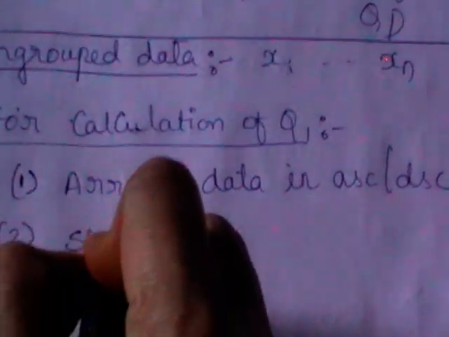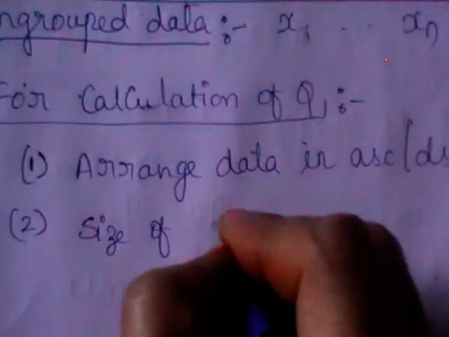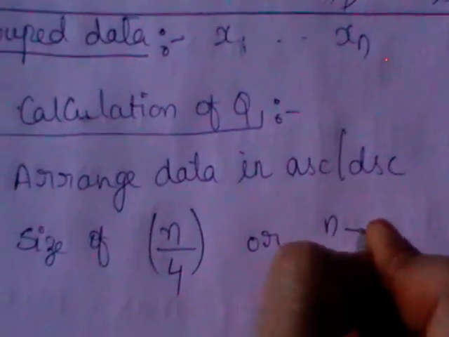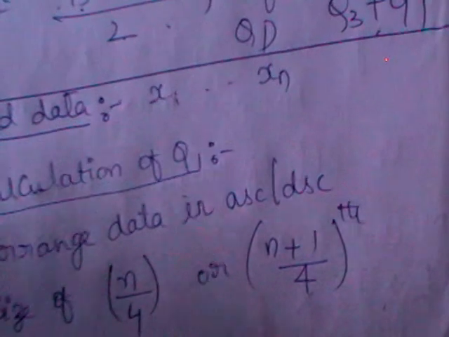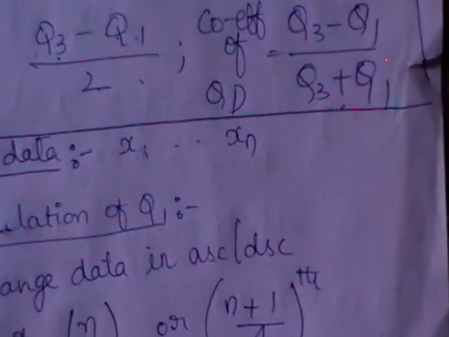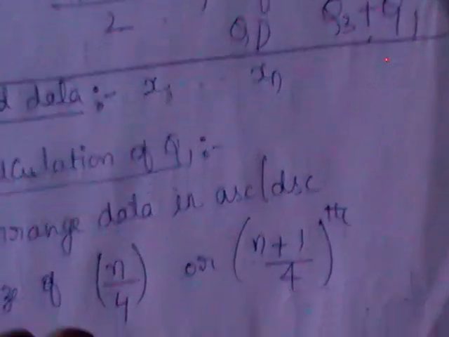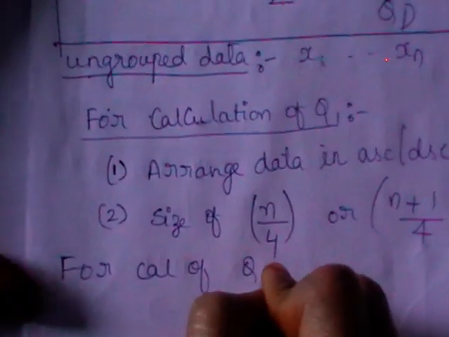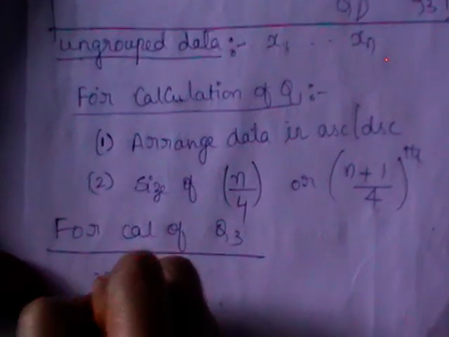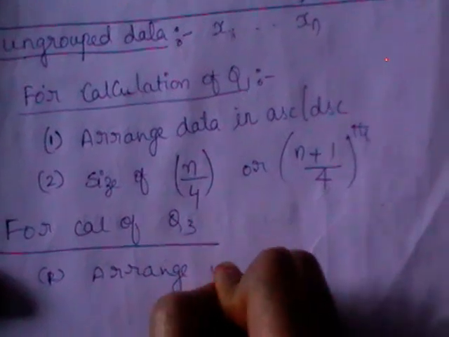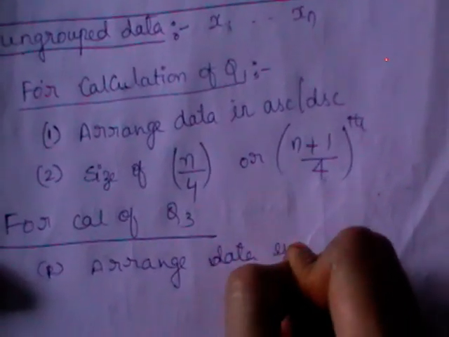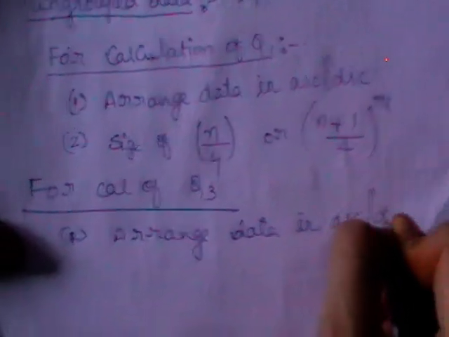After that, consider the size of, into how many parts it is dividing the data. It is dividing into four equal parts. Consider n by 4 or n plus 1 by 4, depending upon whether the number of observations is even or odd, for the calculation of Q1. Similarly, for Q3 it is also the same. If you deal with a problem you will get clarity. Arrange the data in ascending or descending order.